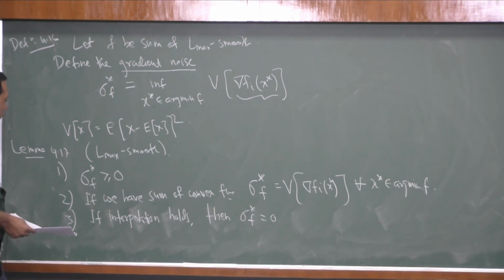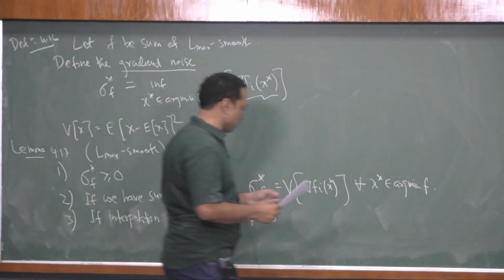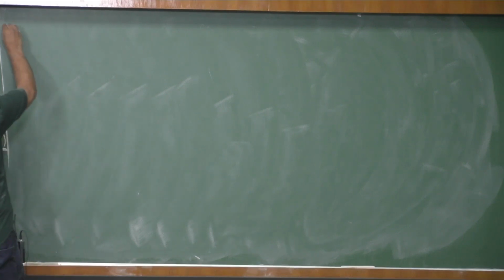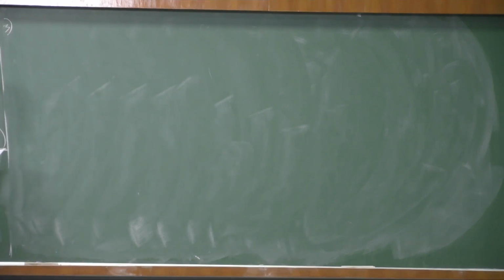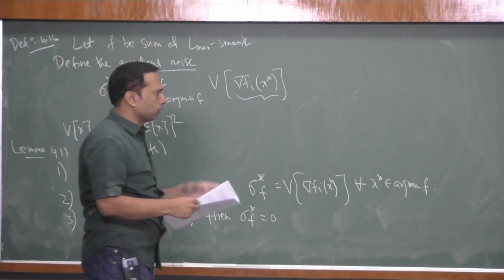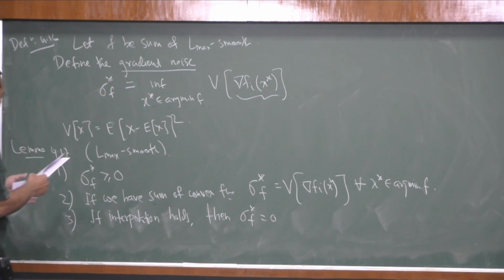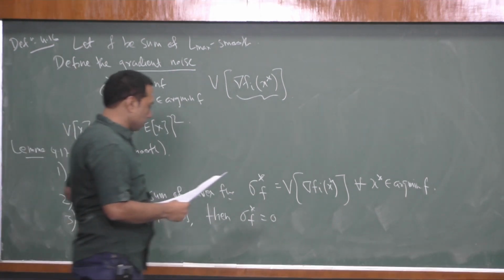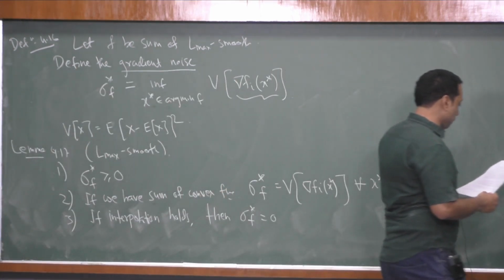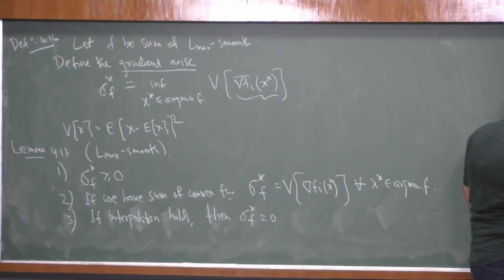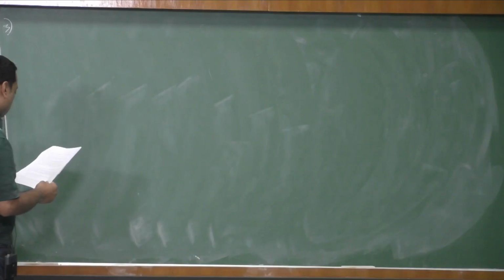So the third one: if interpolation holds, then sigma star f is 0, right? Okay, as I keep saying, you just have to see these things once, and after that, when things are new, it always looks strange. Okay, it's a very common thing. So if interpolation holds, then, so that's like the definition, right?